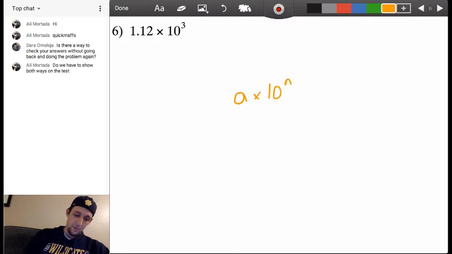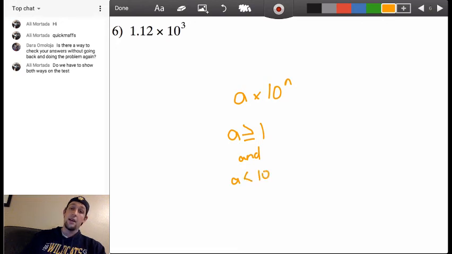And we have some specific restrictions on A, which now that we've done inequalities, I can just write like this. A needs to be greater than or equal to 1, and A needs to be less than 10. Again, it can't be 10, but it can be anything smaller than 10. It could be 1 or anything bigger than 1. So we're looking basically for a single digit number with a decimal.